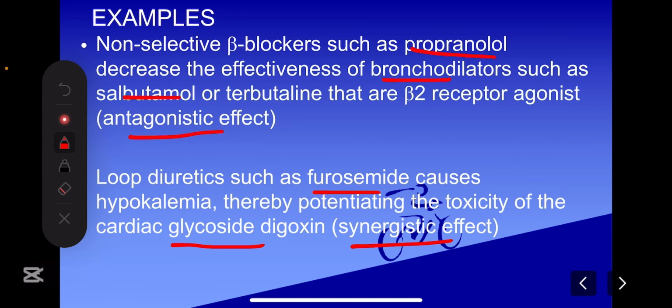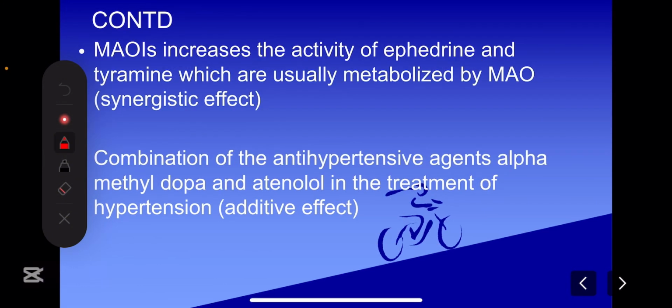You are giving two things that will cause hypokalemia. That's synergistic. They are working together. They can be working together doing good things or working together doing bad things. In as much as they are working together, it's a synergistic effect. If they are working in opposite directions, it's an antagonistic effect. So beta blockers like propranolol and salbutamol, which is a beta agonist, are antagonistic, working in opposites. Cardiac glycoside and furosemide are synergistic, going in the same direction. Do you get this at all? So that's what we are trying to explain.